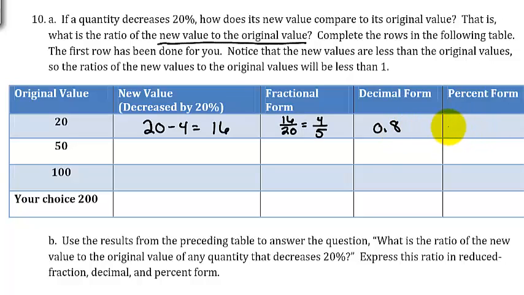And if we convert that decimal to a percent, we would move our decimal point 2 positions to the right. So that would be 1, 2. We need to add on a 0 at the end, and it gives us 80%.